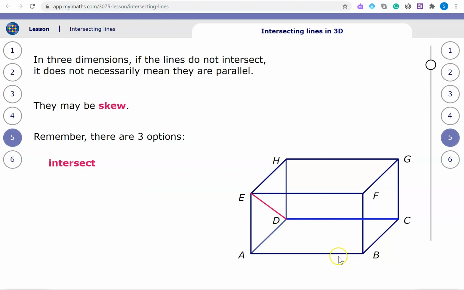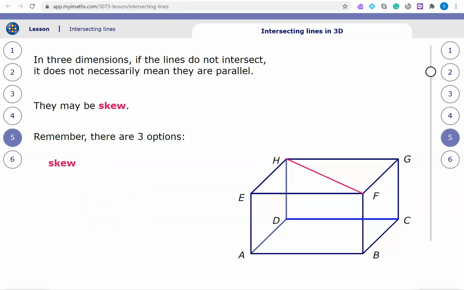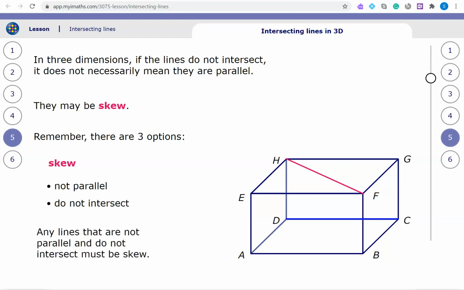The blue line and the red line, they clearly intersect. And so you'll be able to find a value for lambda and mu that will satisfy both equations. However, if we take the blue line and the red line, they will not intersect, but they're also not parallel. So we describe them as being skew. They're not parallel, they do not intersect.